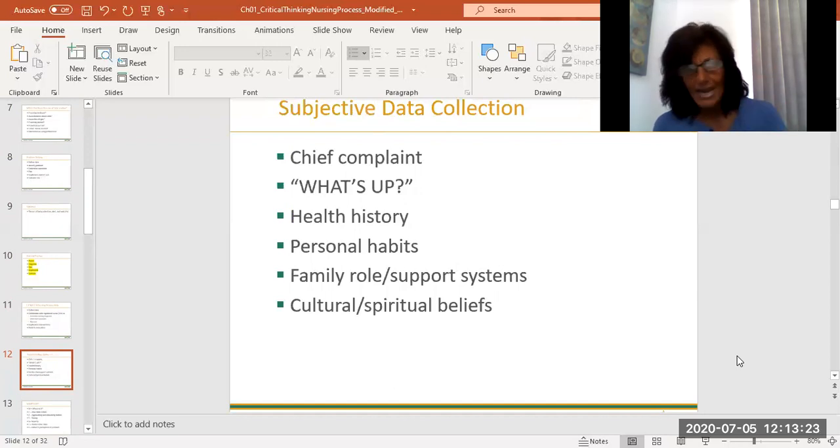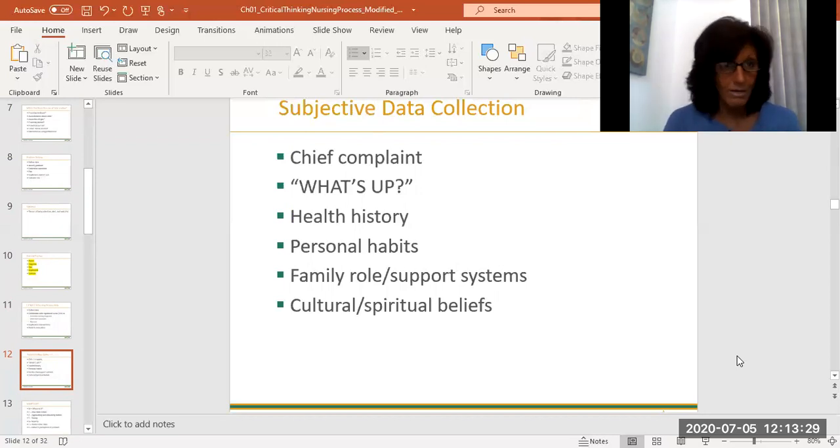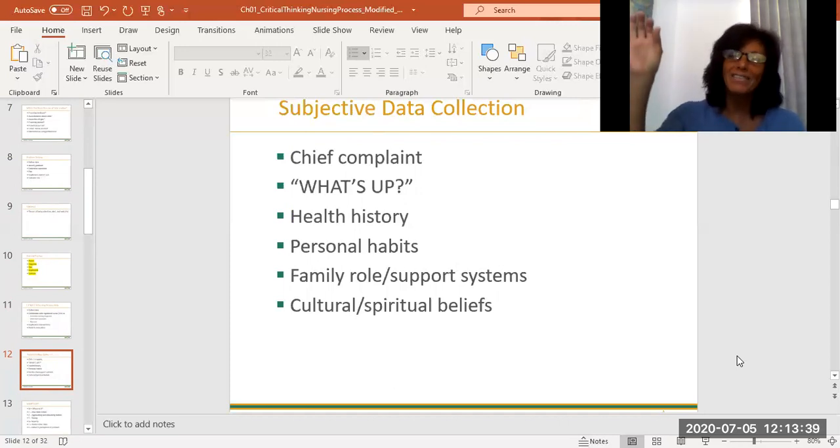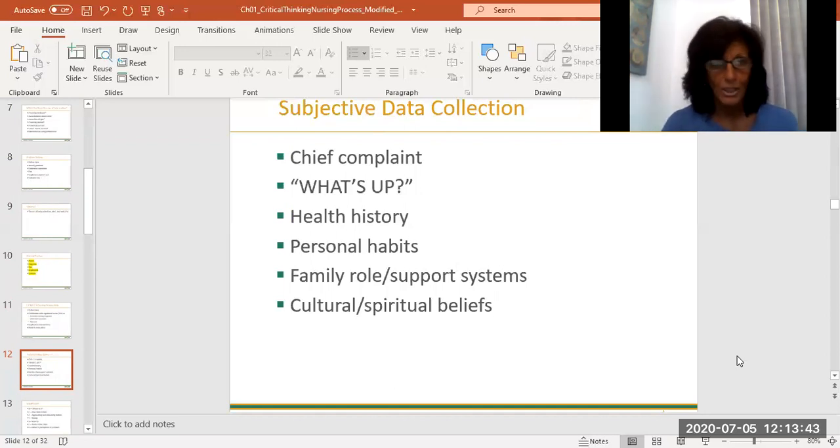So subjective data, what's the patient's chief complaint? I can't sleep at night. You have to take their word for it, right? And so utilizing an acronym, there's something in your book called WHAT'S UP. It's an acronym that uses the letters WHAT'S UP to help you remember the kinds of questions that you ask in relationship to the interview between yourself and the patient.